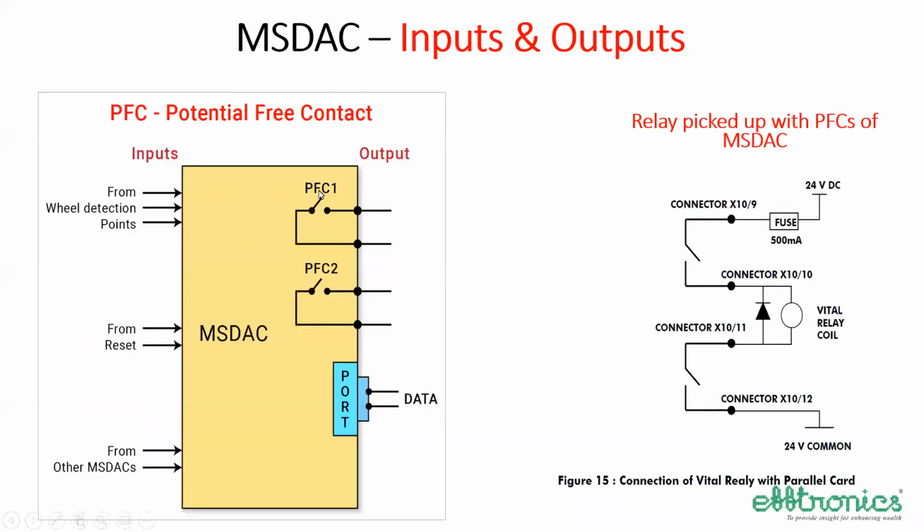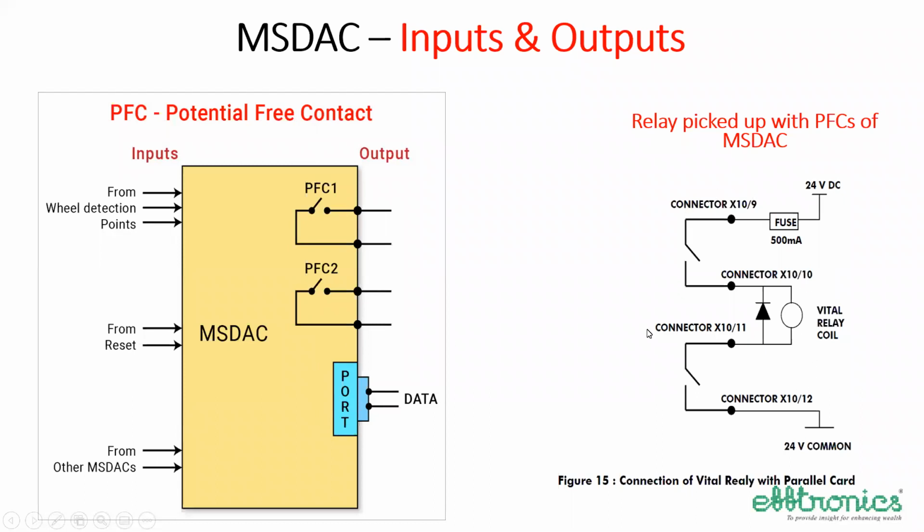This is it. If we consider this yellow unit box as the MSDAC, it gets the input from multiple wheel detection points, and then resets. Resets here are given not by providing a voltage, but by potential free contacts, and the reset takes place internally. No voltage is given from outside for the MSDAC like in SSDAC. And communication with the other MSDACs also, connections would be there. These three are the network connections. And then the output is potential free contacts like this, and a port to give the data.